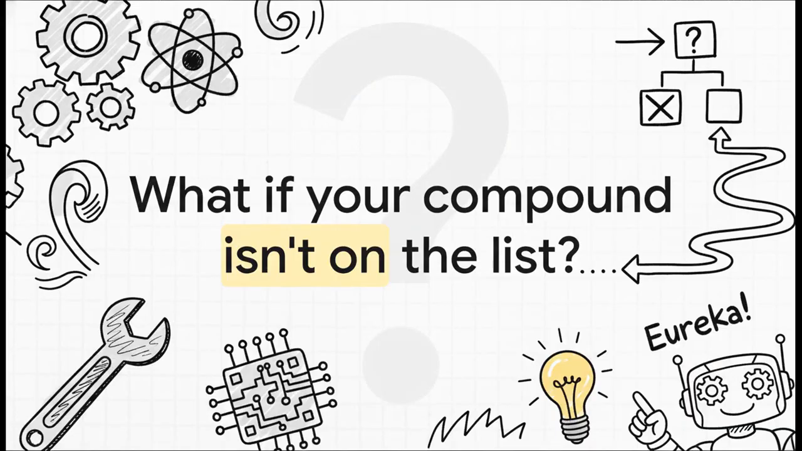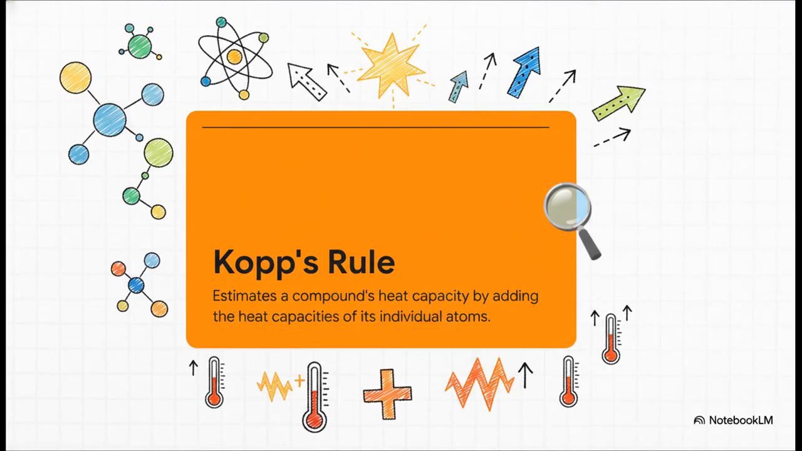All right, you probably know what's coming next, right? What if your specific compound isn't on this list either? Let's say you're designing a new process using a totally new material. What do you do now? Do you have to run years of experiments just to figure it out? Nope. The toolkit has one more clever trick up its sleeve. It's called Kopp's rule, and it is such a powerful little shortcut.